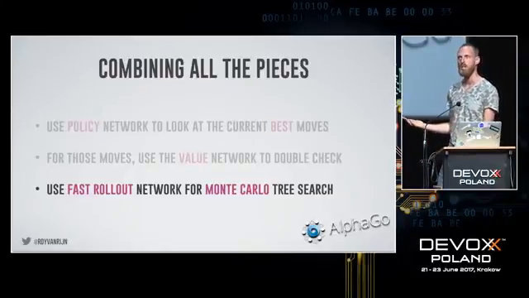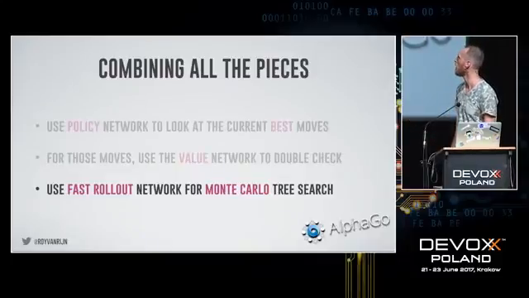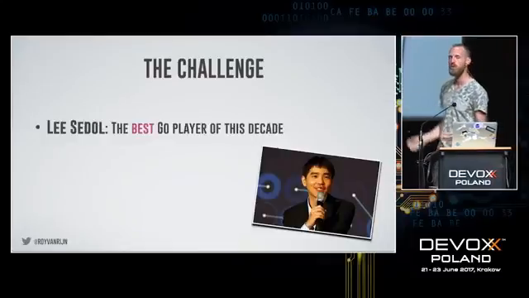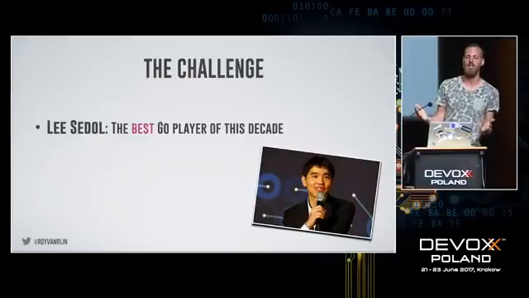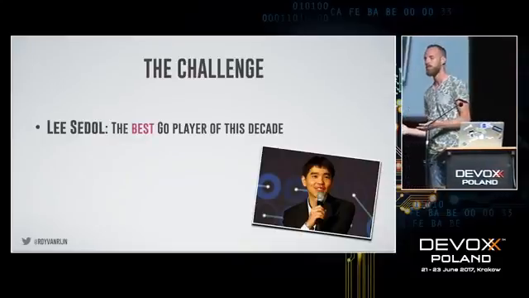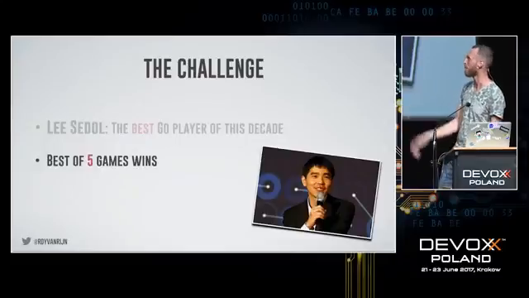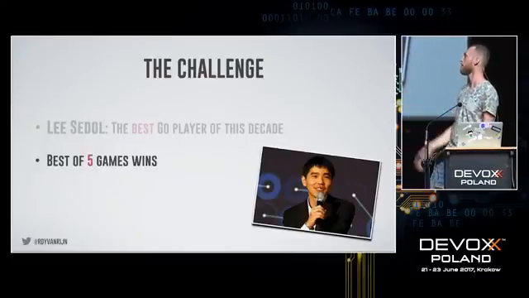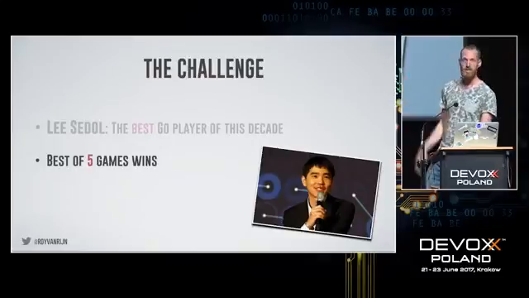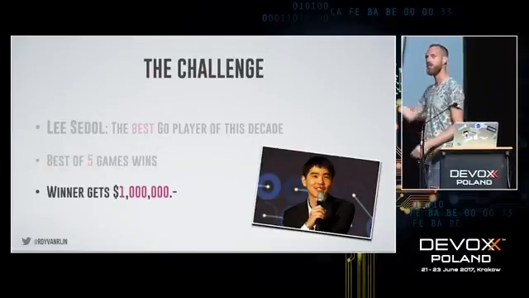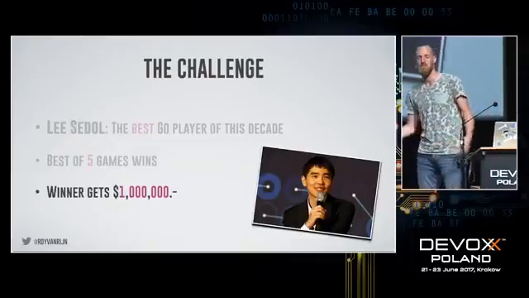But how do you measure how strong your AlphaGo actually is? They set a challenge. This is Lee Sedol, and he's considered to be the best Go player of his decade. People call him the Roger Federer of Go, because apparently Roger Federer is very good at tennis, which I don't follow, but best of 5 games, and the winner gets $1 million, just so Lee Sedol really tries his best.